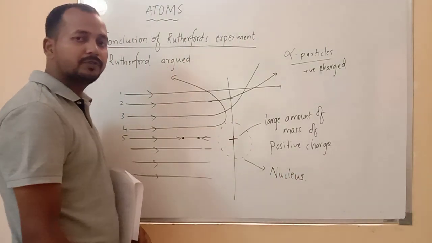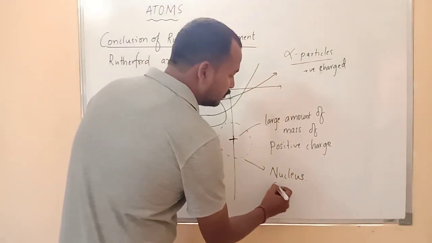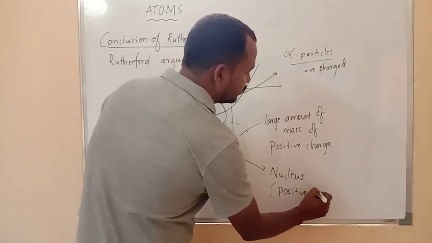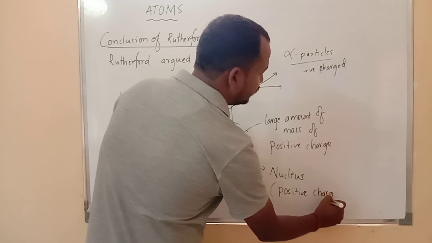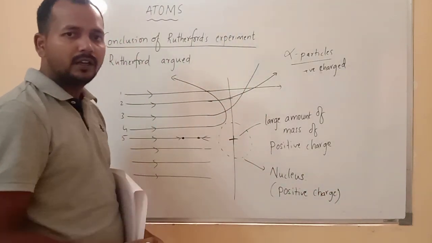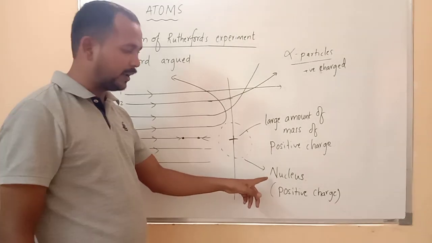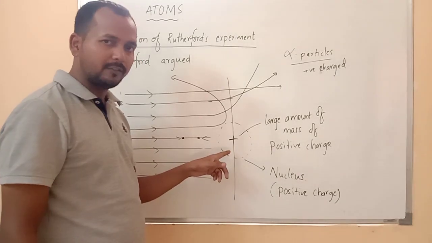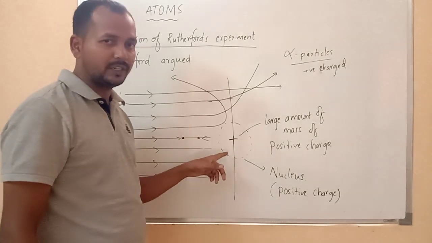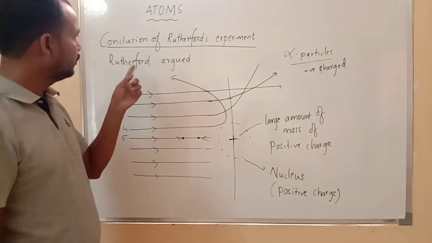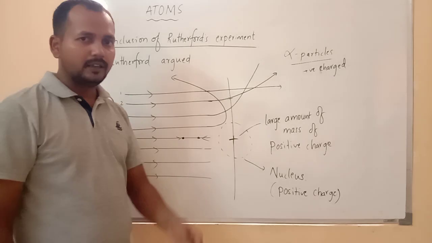In the nucleus, which kind of charge is present? Positive charge is present. So the conclusion of this experiment is: in an atom, the central part is called the nucleus, where positive charge is present. We can give the justification using this experiment. This is the conclusion of the Rutherford experiment.